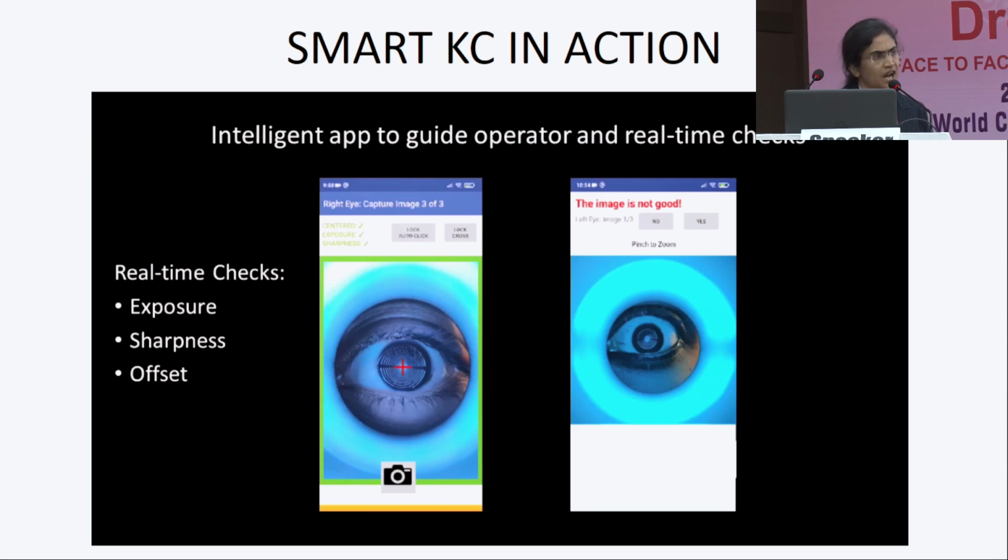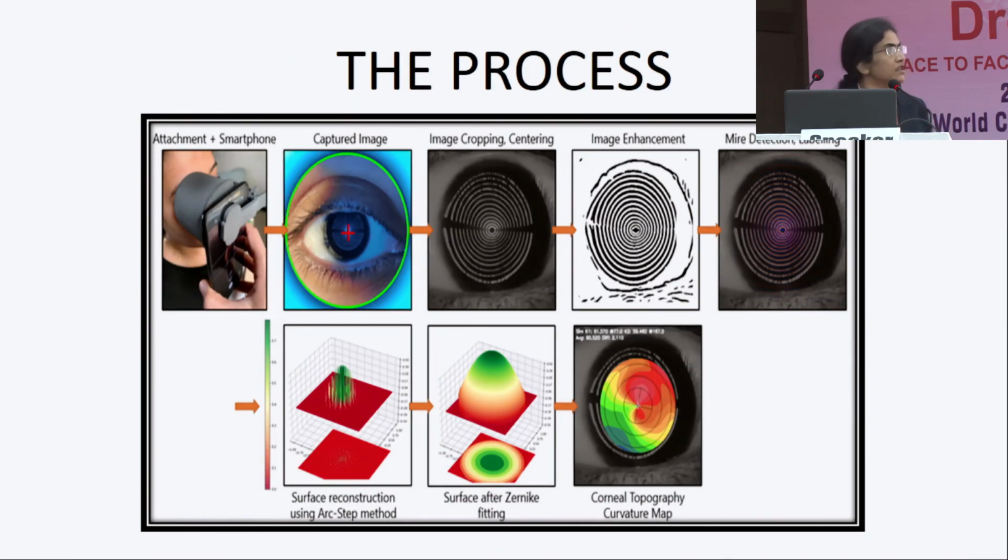So exposure, sharpness and offset are considered. Once this is done, this is the pipeline. What we do is once the picture is taken, we go through the imaging, that is the cropping of it, then enhancement and the Meyer detection.